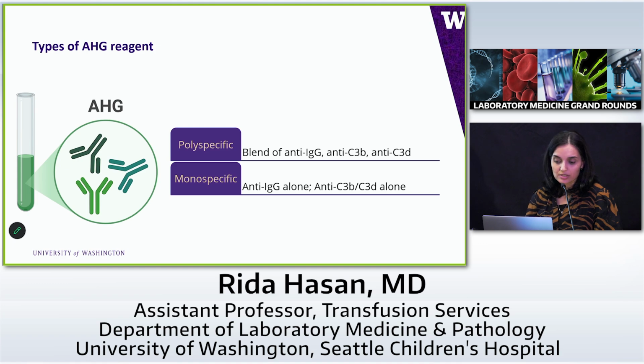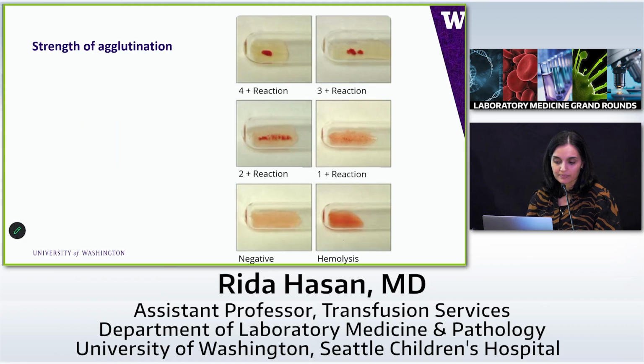And then for the different reagents that we use for the AHG, there's a polyspecific, which is a blend of your different antibodies. We use this as a screening test. So if your polyspecific is negative, we stop right there. But if your polyspecific is positive, then we'll do all of the monospecific testing, looking specifically for IgG and complement one at a time. And these are the strengths of agglutination in a tube test. The reaction strength really just tells you how much agglutination you have. 4+ would be the ideal that you see, but with 1+, you still have some degree of agglutination, so it's not necessarily negative. We can talk about why that's important later.